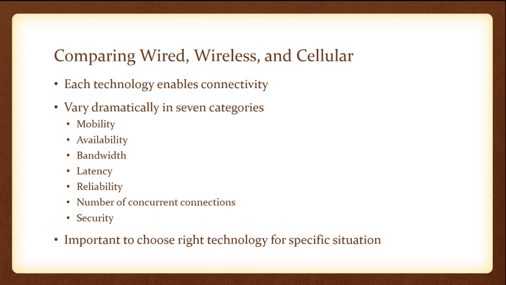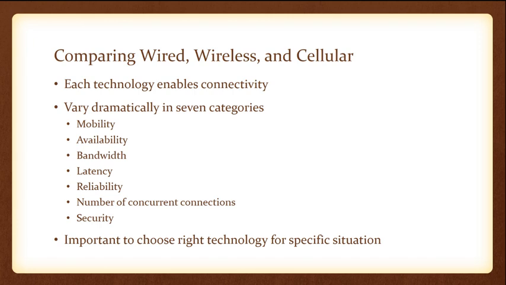And I've broken this down into 7 categories. We have mobility, availability, bandwidth, which throughput is also part of that, latency, reliability, number of concurrent connections, and security. We're going to talk about what each one of these categories represents, and then which one of these 4 connectivity options is better than the rest. And it's important to make sure we choose the right technology for a certain type of situation that we have.